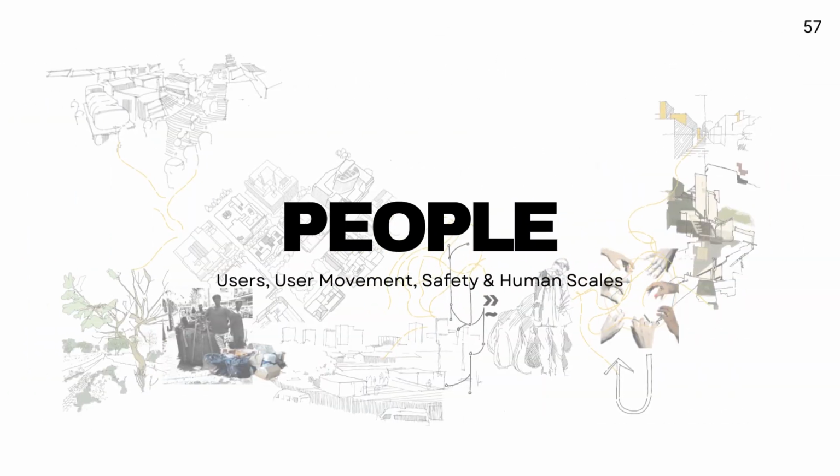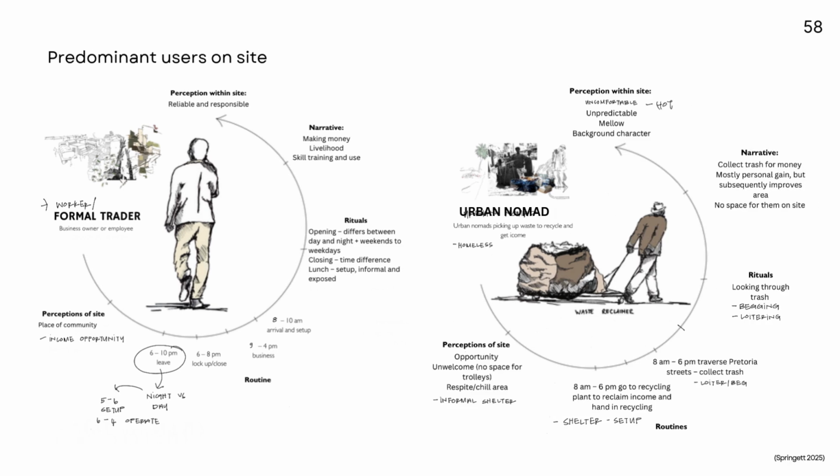Lastly, we move on to the people scale. This is where people and users of the site interact with the built environment. This also takes into account the safety and the movement of the users on site. The predominant and secondary users of the site are mapped. Predominant users are the people who occur most on site. Information about their rituals and routines on site is mentioned. Their perceptions of sites are noted, as well as how they tend to be perceived on site.